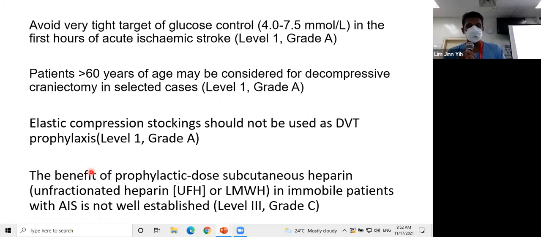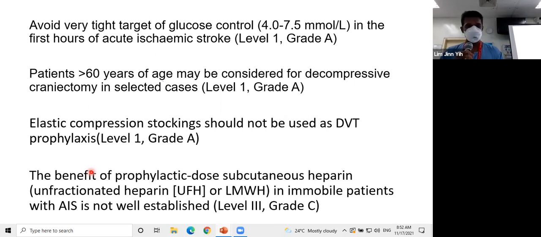Okay, and thirdly, this is one of the studies which was done for elastic compression stockings. They said it should not be used as DVT prophylaxis. There were a few trials done before this. One I read was the CLOTS trials. Based on this trial, they found that patients who were on elastic compression stockings had skin complications after being put on these stockings for a few days. So what they suggest is to use intermittent pneumatic compression instead of elastic compression stockings in these patients, because they found that patients who use IPC have fewer complications compared to those on compression stockings.